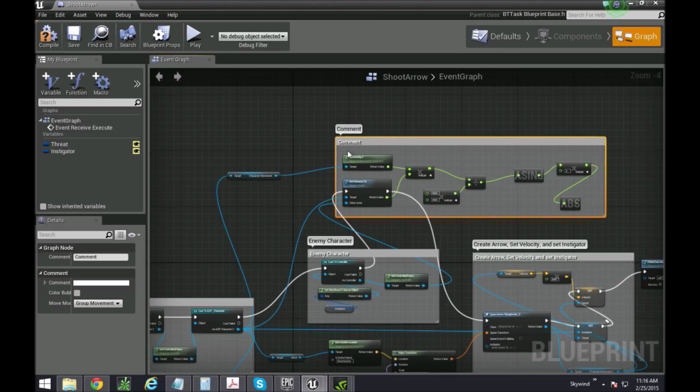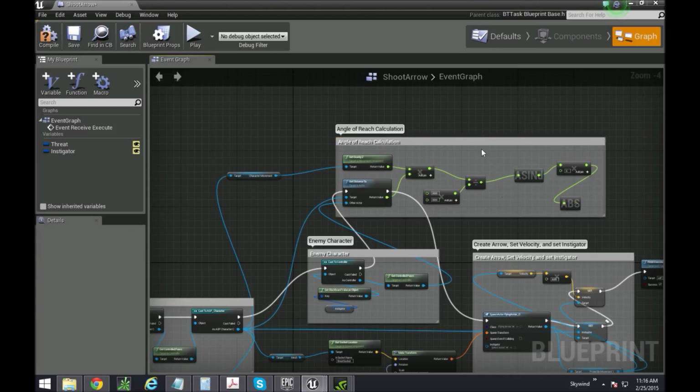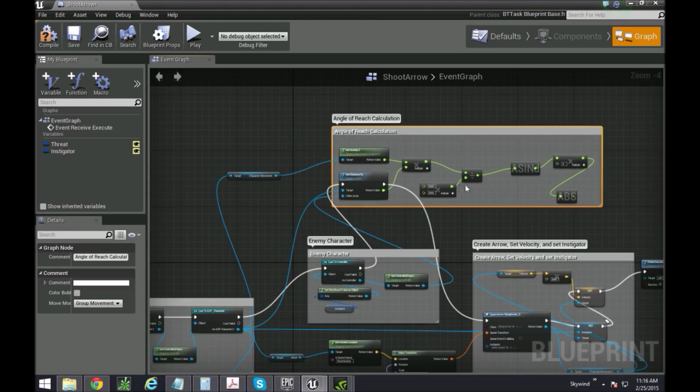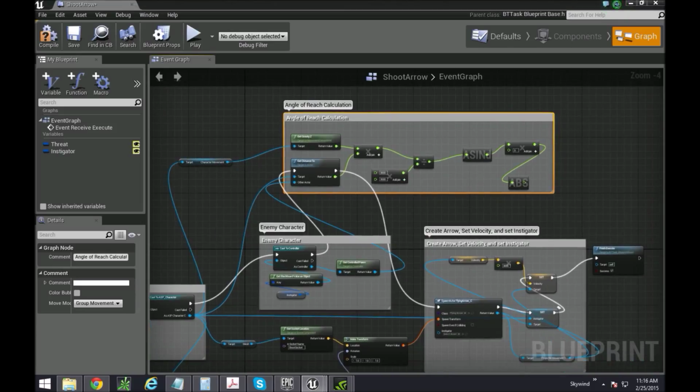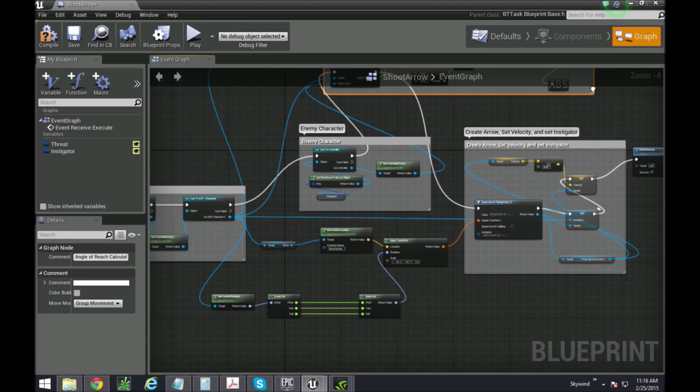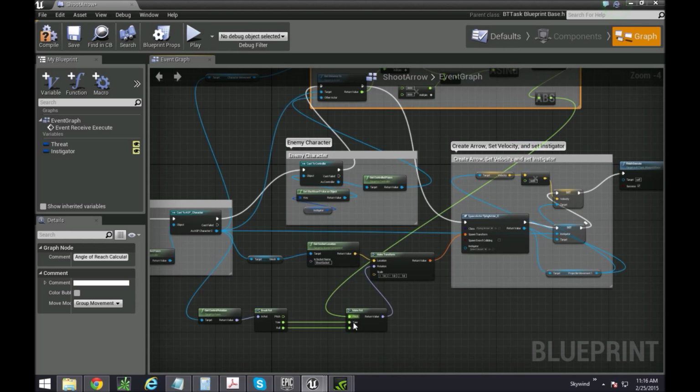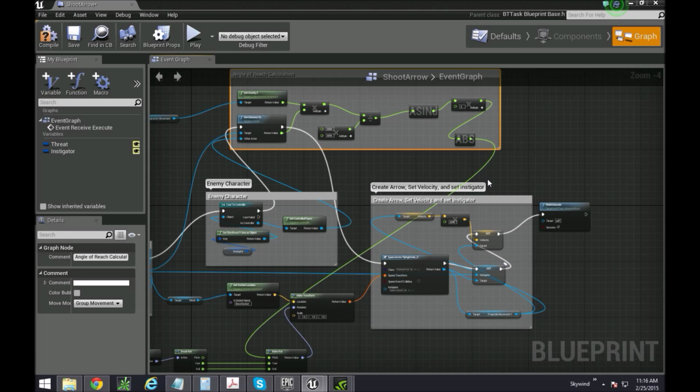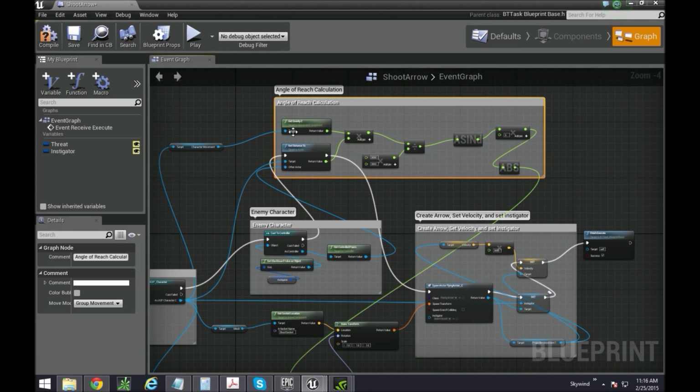So let's put that into a comment and call it something like velocity calculation, or sorry, angle of reach calculation. Okay, so that's done. Now the whole purpose of having all that is so that we can take this and pipe it into our pitch. And this will effectively allow us to calculate the angle at which to fire it.